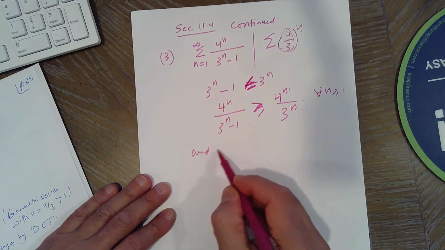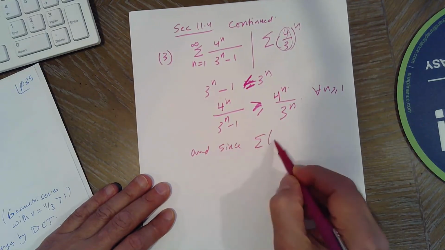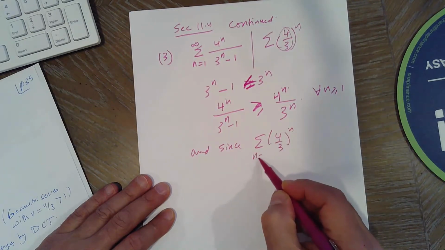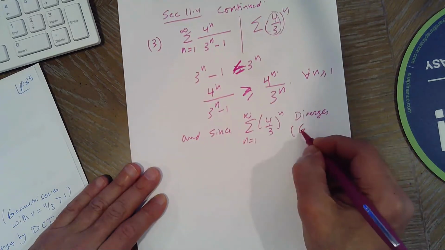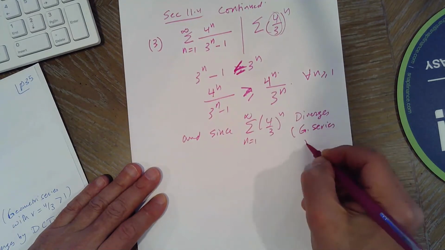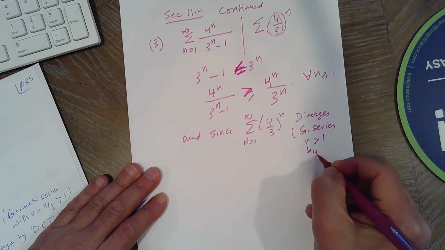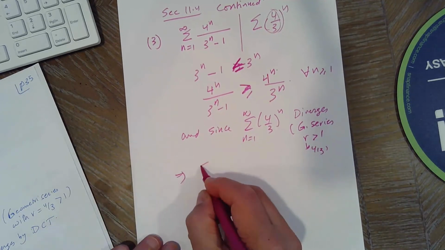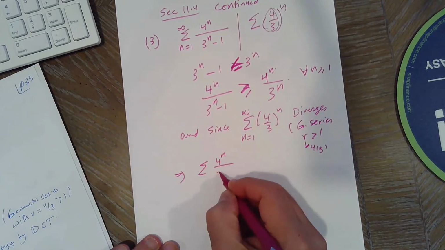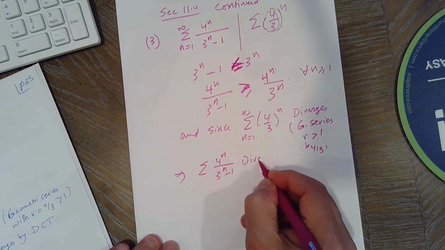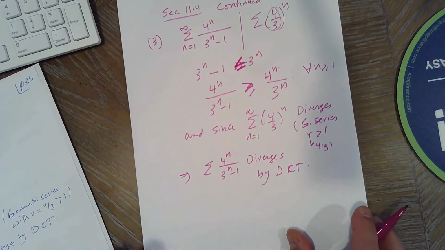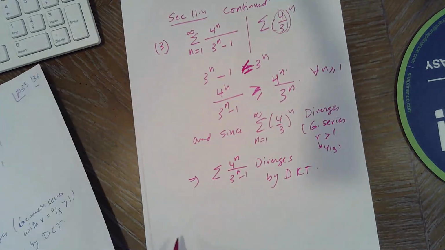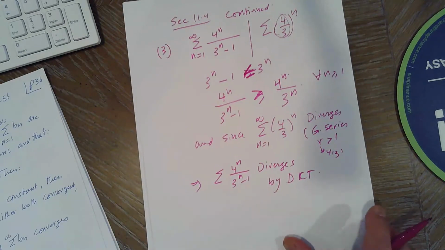And since the sum of 4 to the n over 3 to the n diverges, since it is a geometric series with r greater than 1, that's 4/3, that implies our series diverges by the comparison test, direct comparison test. So the direct comparison test requires us to do a term-by-term comparison, which is not always easy.